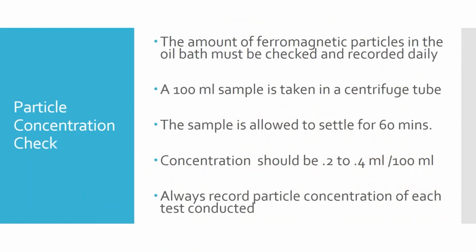Before we start on a given day, I mentioned you need to do a particle concentration check. We want to know how much ferromagnetic material, how many particles are in a given sample of your oil bath. Okay. So what we do is we take a 100 milliliter sample, we fill what's called a centrifuge tube with 100 milliliters. It needs to settle for 60 minutes, and the concentration should be between 0.2 and 0.4 milliliters per 100 milliliters of fluid. And you're going to record that for each test conducted.